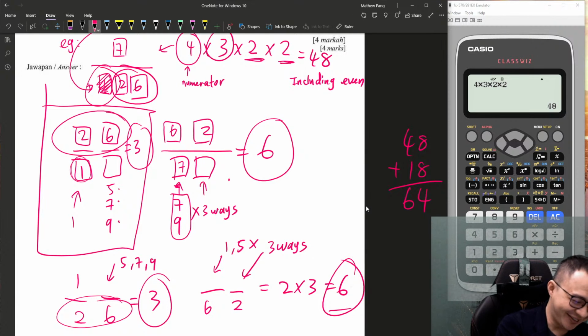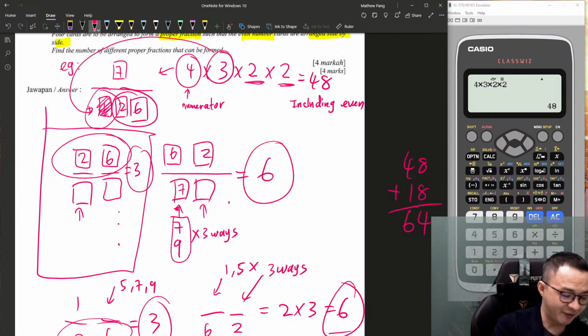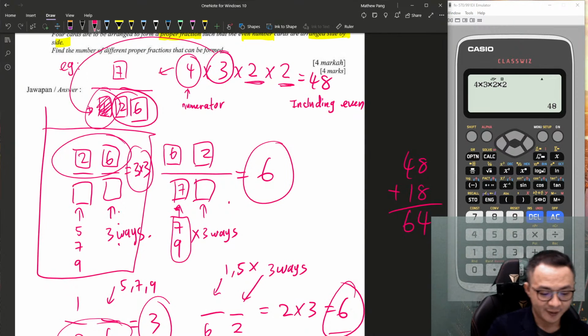This is because this one must be a proper fraction. So this number must be bigger than it. Cannot be 1 at the first place. Oh my god, what am I doing? So this one can be any number bigger than it. It can be 5, 7, and 9 to put here. Then here still have another 3-way. So this is 3 times 3. This is 9. Because here we still have 3 numbers left, right? So this is 3-way.